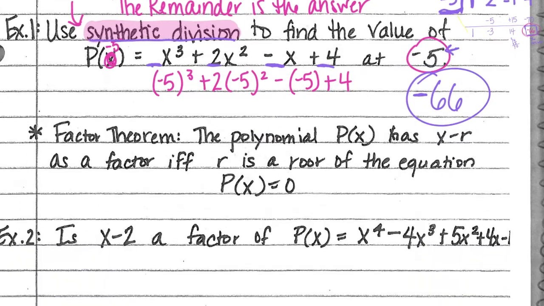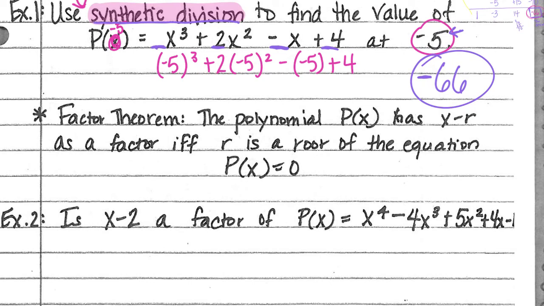The factor theorem is a little different. This one's just asking if something is a factor. So the factor theorem: the polynomial p of x has x minus r as a factor if and only if r is a root of the equation p of x equals 0. So remember that we know something's a factor if it divides through. So for example, the factors of 6 are 1 and 6 and 2 and 3. So they're asking, is this a factor?